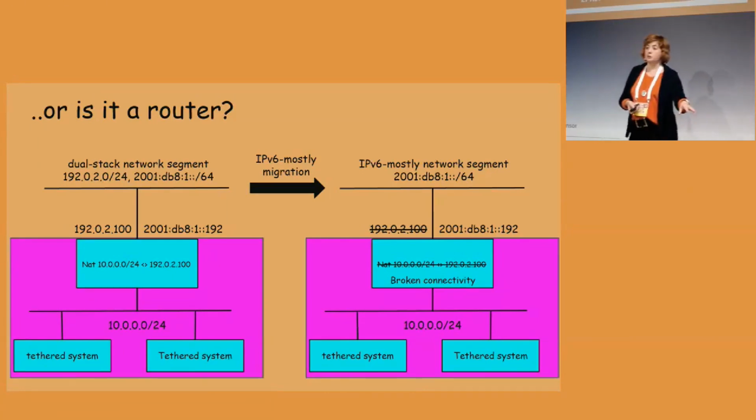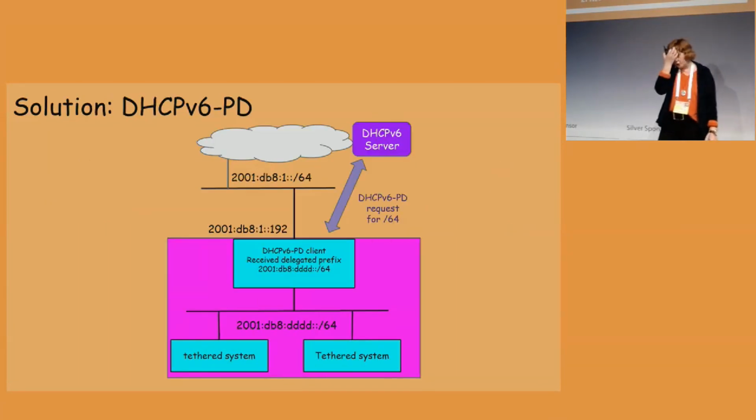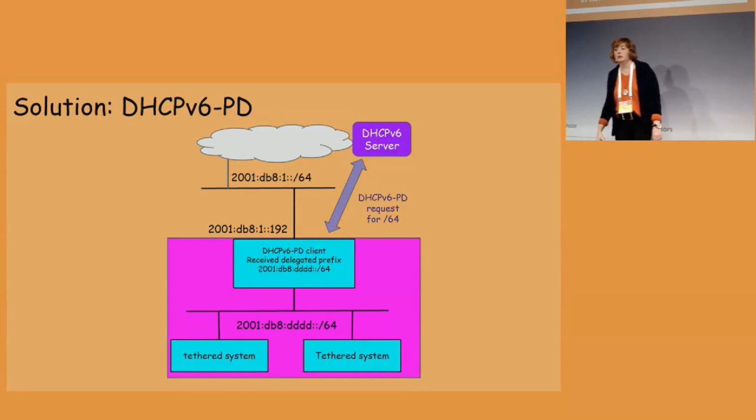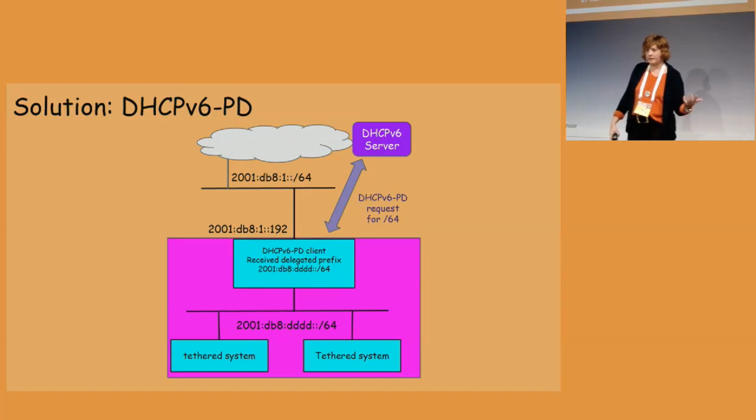Well, obviously, we can use 464XLAT here, but is it a good thing? Do I really want all these tethered systems to stay V4 forever? No, we actually want IPv6 there. So what we are doing, we're using DHCP prefix delegation to give prefixes to endpoints. There was some discussion at IETF. It's not strictly speaking a host anymore, right? It's a router. The line between host and router is now so blurred.